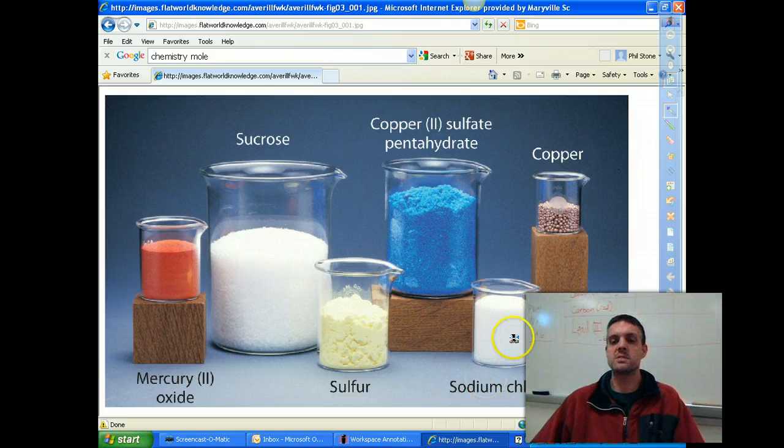Sodium chloride. Now, this is a mole of sodium chloride. What do you have to measure for that? How much do you have to put on the scale to know that you have 1 mole of sodium chloride?